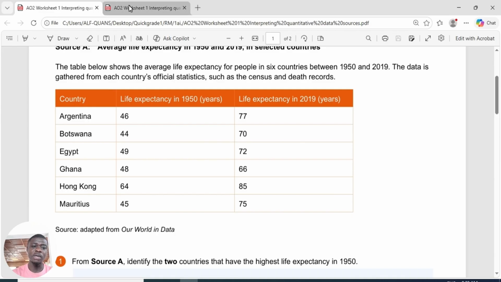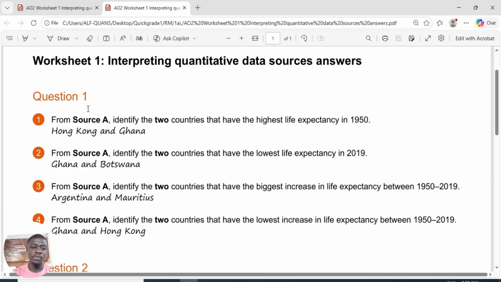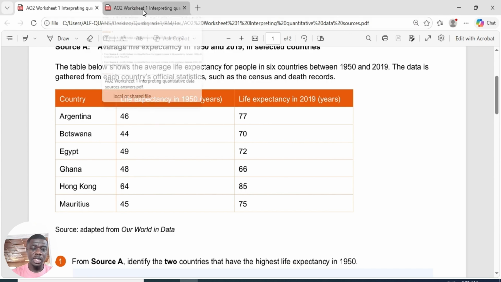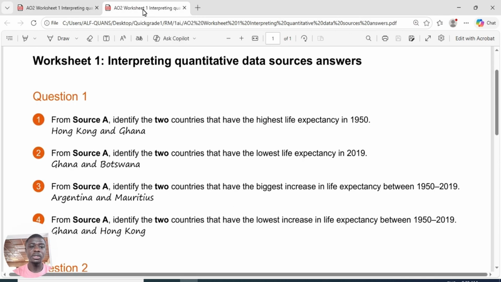There's something I want to draw attention to. If you look at my answers here, you see that they've written Hong Kong and Ghana. That is wrong, because if you compare it to the data, Ghana is 48 and Egypt is 49. So clearly it is Hong Kong and Egypt. And so I want to urge all the students that if you download materials from the internet, make sure that you always confirm your answer in the source rather than fully believing what the mark scheme says.